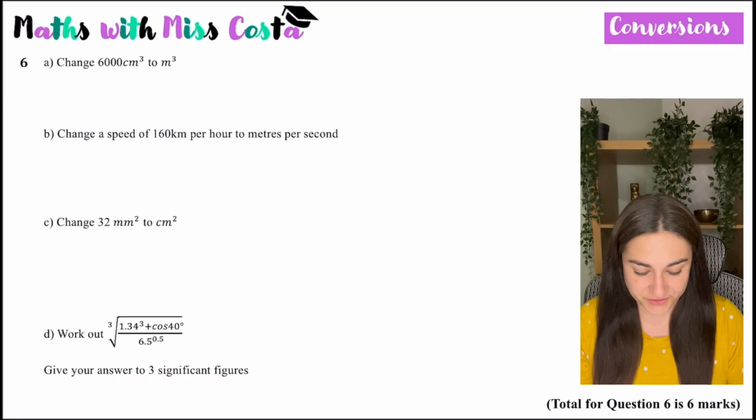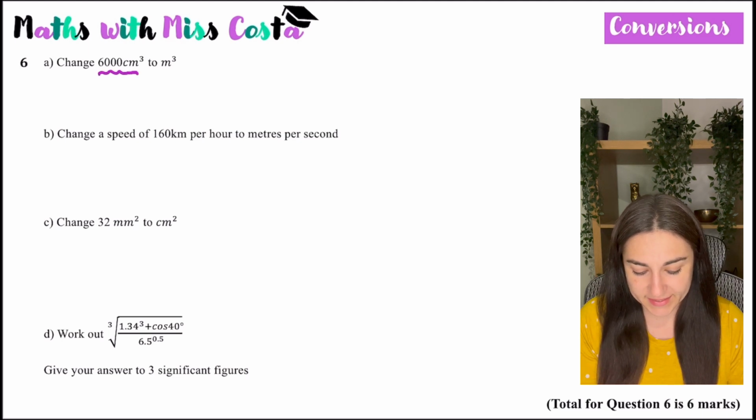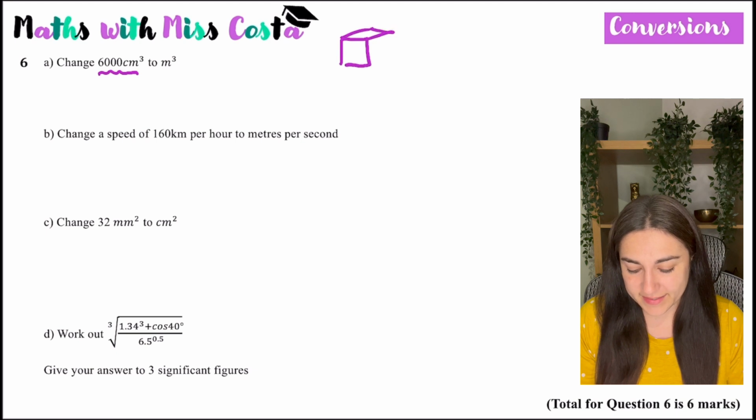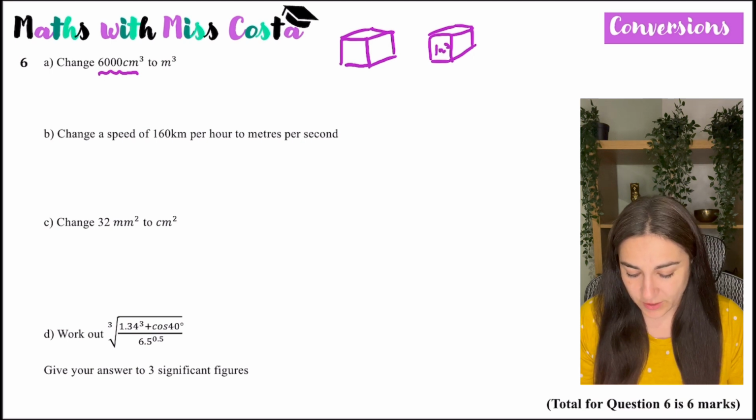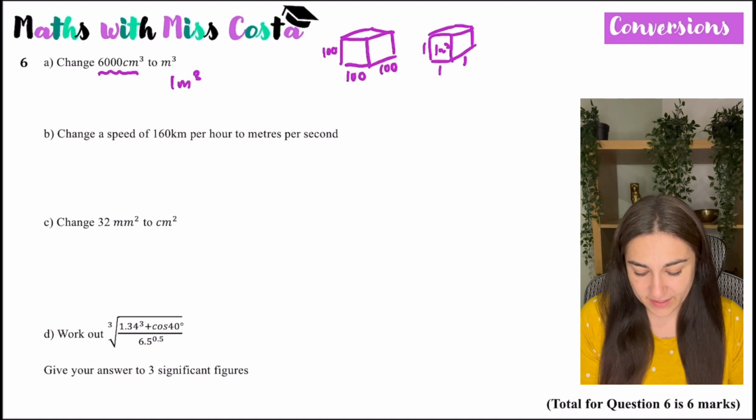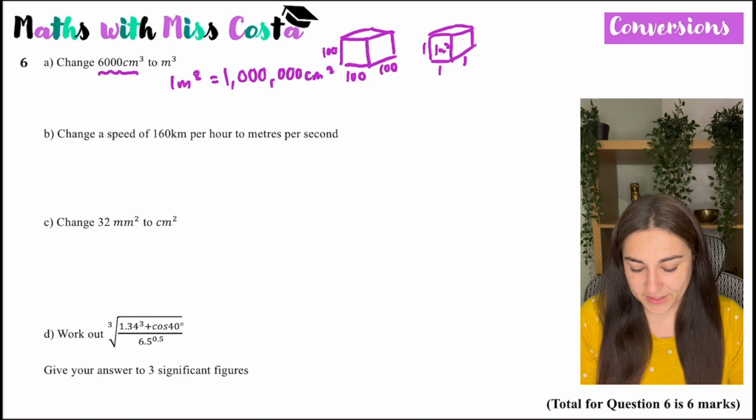Okay, next I've got some conversions. So here I'm being asked to change 6,000 centimeters cubed to meters cubed. And remember, when you're dealing with centimeters cubed and meters cubed, just draw yourself 2 little cubes. So 1 meter cubed is where you would have done 1 times 1 times 1, but 1 meter, the equivalent in centimeters is 100. So that would have been 100 times 100 times 100. So 1 meter cubed is actually 1 million centimeters cubed. So to get from centimeters cubed to meters cubed, we divide by 1 million.